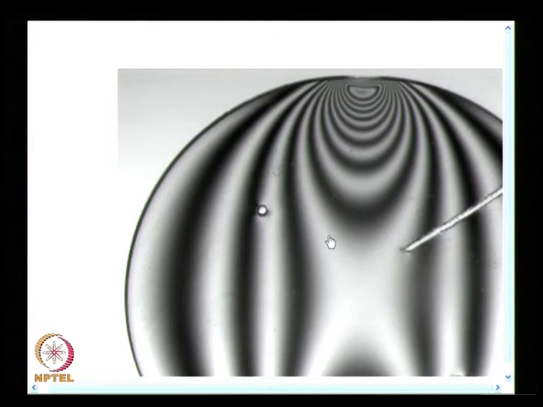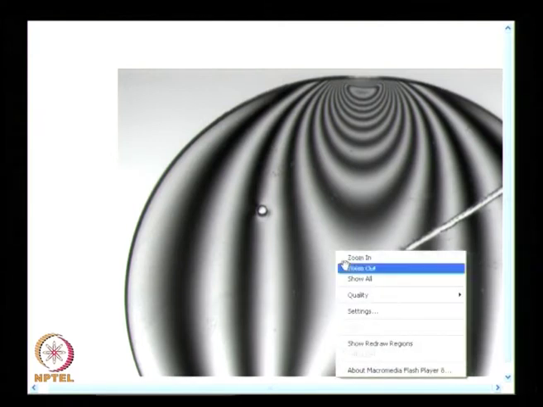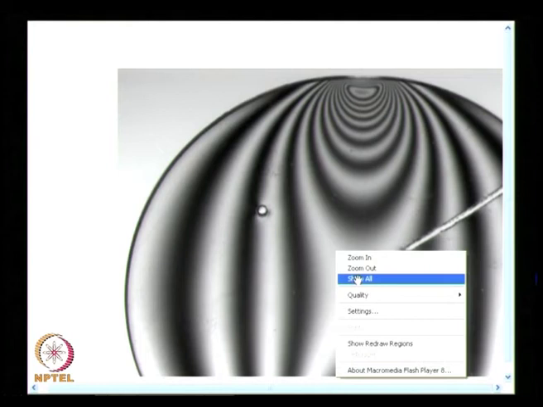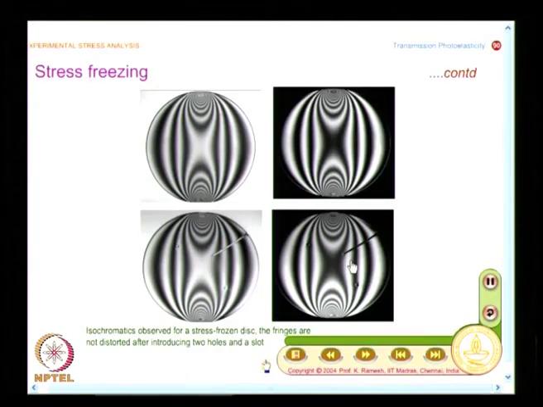And I need you to make a sketch of this, that fringe patterns are not disturbed. You need to have only this sketch, that when I make a slit, the fringe patterns are not affected if the machining is done carefully. If you go to a bandsaw and cut it, you will definitely generate a large amount of stresses. You have to be very careful in doing the machining process.